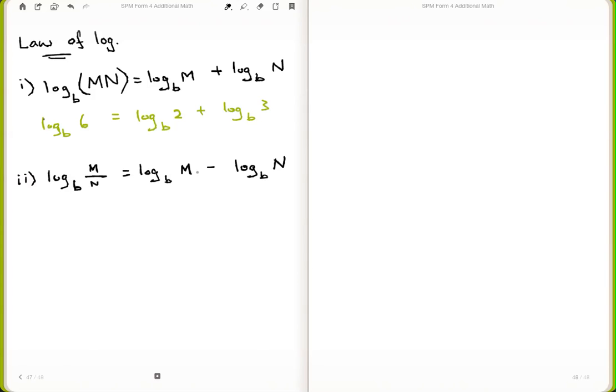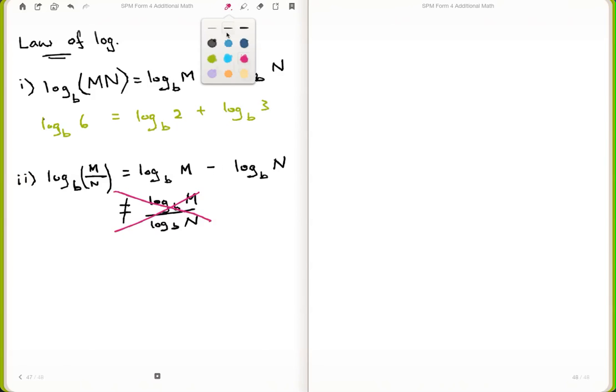A very similar form, but when it's a number by a number, this is different, yeah? Please do not confuse. It's not the same as log b m over log b n. It's different. It's wrong. Do not equate it to this. When it's a number divided by a number, log of a number by a number is log number minus log number. It's minus instead. Please take note of this.